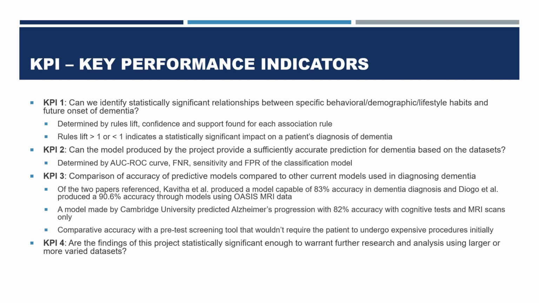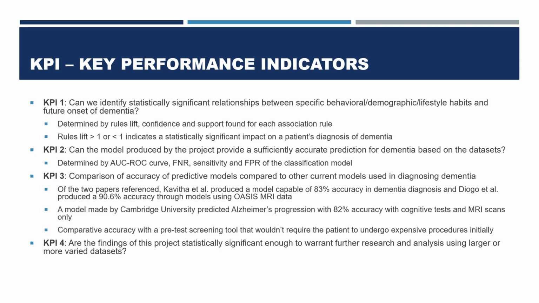Now, looking at the KPI set before this project started, first KPI was, can we identify statistically significant relationships between specific behavioral, demographic, or lifestyle habits and the future onset of dementia? This would be determined by rules lift, if it was less than or greater than 1. Second KPI was, can the model produced by this project provide a sufficiently accurate prediction for dementia based on the datasets, which would be determined by the area under the curve score, the false negative rate, sensitivity, and the false positive rate of a classification model.